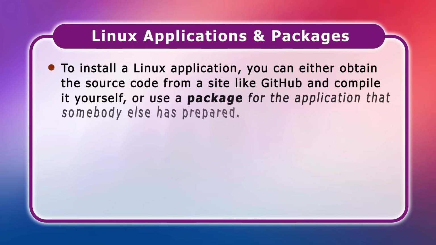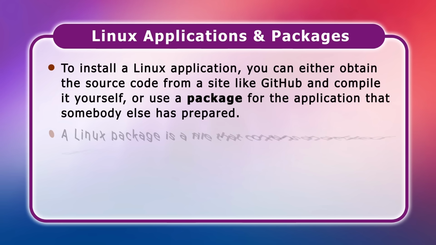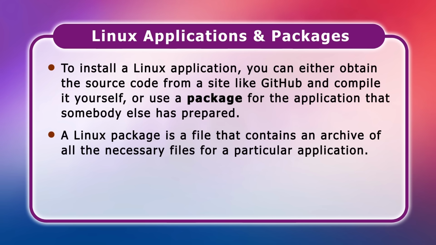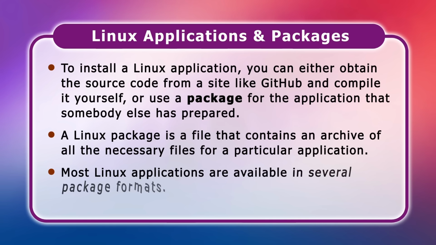To install a Linux application, you can either obtain the source code from a site like GitHub and compile it yourself, or use a package for the application that somebody else has prepared. A Linux package is a file that contains an archive of all of the necessary files for a particular application. Most Linux applications are available in several package formats, and the one you use does not alter core program functionality.